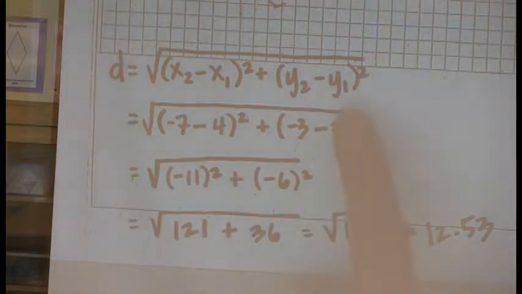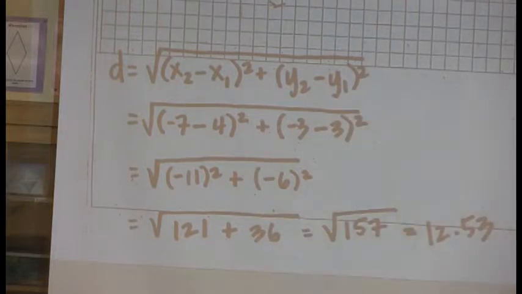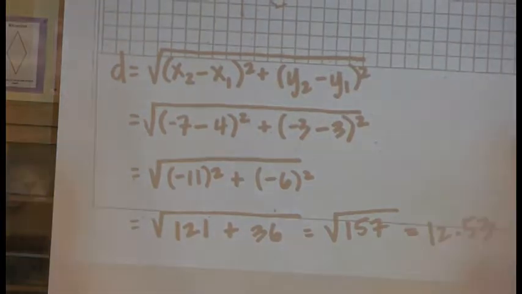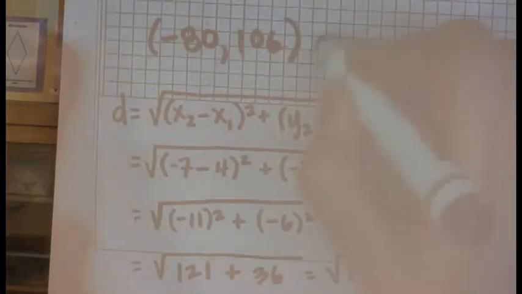The only time that I would ever recommend doing the distance formula on your state test is if they give you numbers like, ooh, don't trip, -80 and 106.